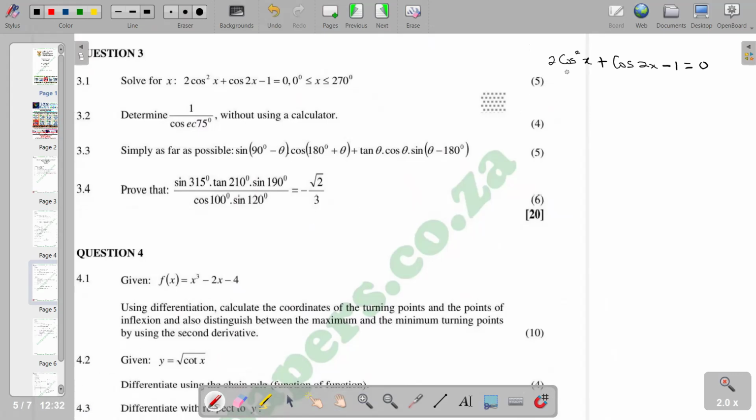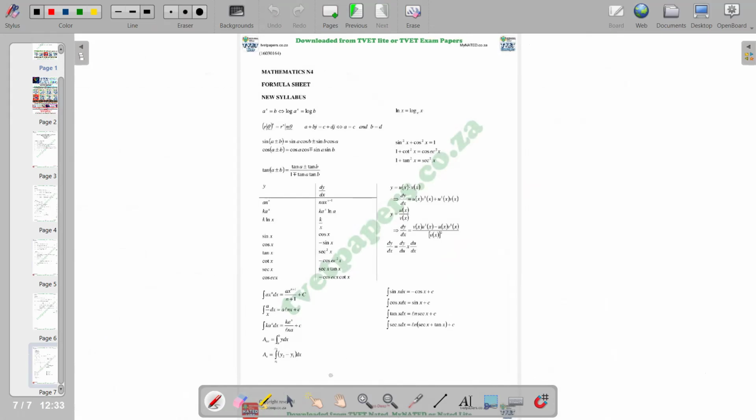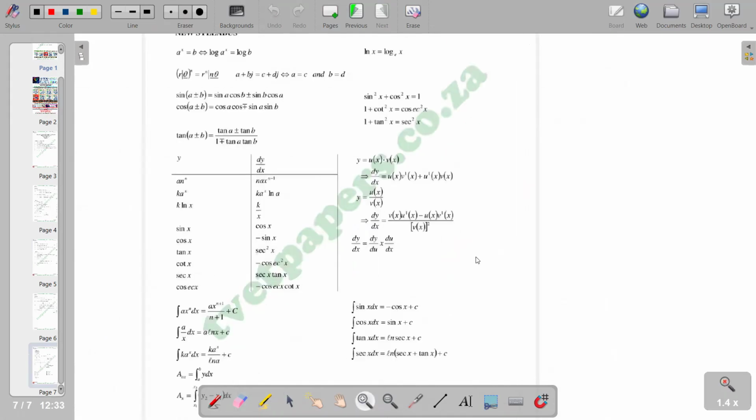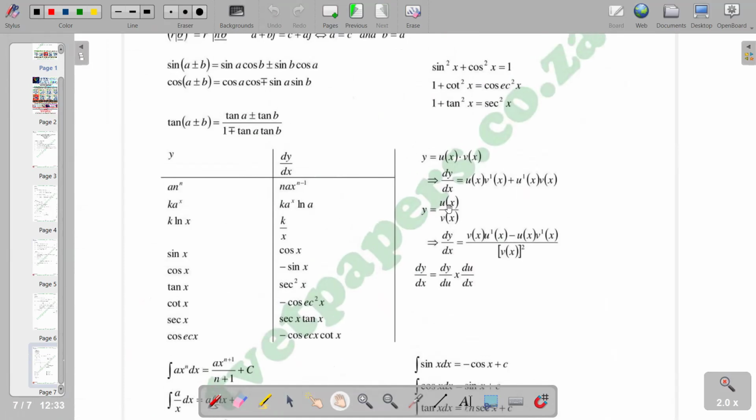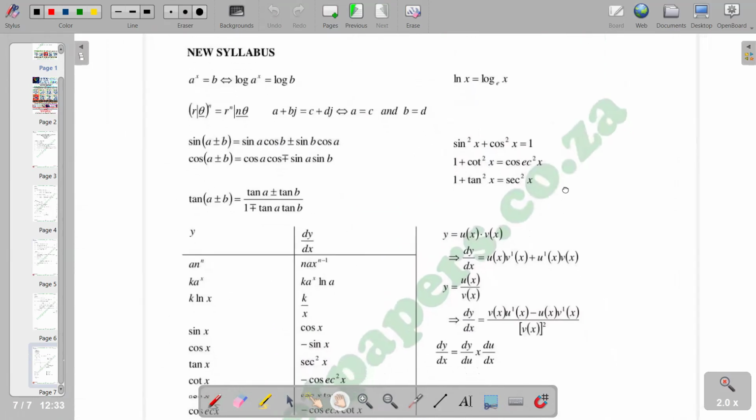If you check here, this one is a single angle cos x, which is being squared. Then here we have a double angle. So for us to be able to solve, we need to first convert. Either both are going to be double angles or they are going to be all single angles. So we check the formula sheet. On the formula sheet, there is no formula for double angle, meaning you have to know that formula by heart.